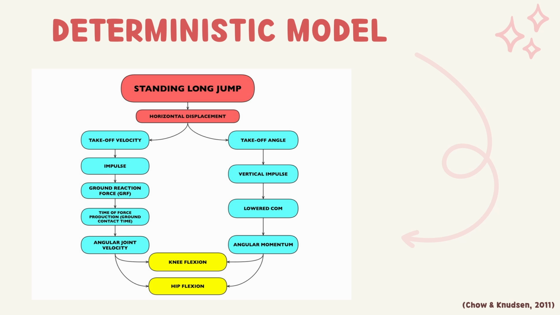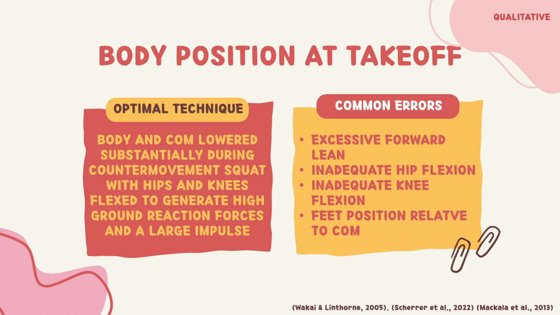So now I'll get into a few variables that will increase or decrease the overall performance and horizontal displacement. The first variable I've chosen to look into is the whole body positioning at takeoff. So the whole body and center of mass wants to be substantially low during that counter movement squat with the hips, knees, and ankles flexed so that once they go into extension, they've got time to generate high ground reaction forces and a larger impulse.